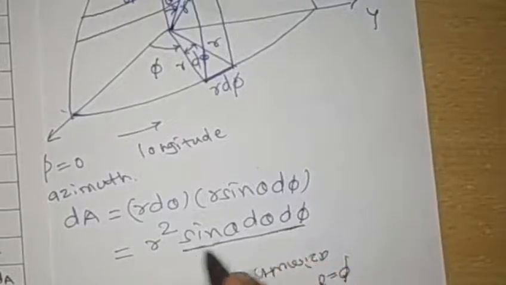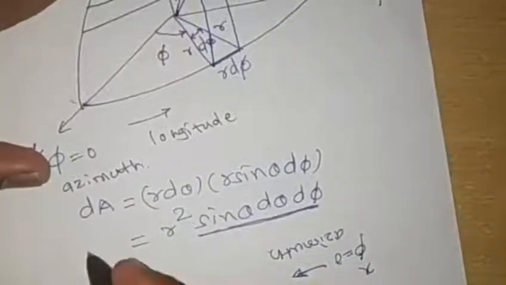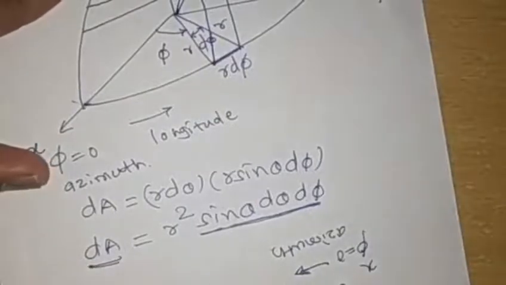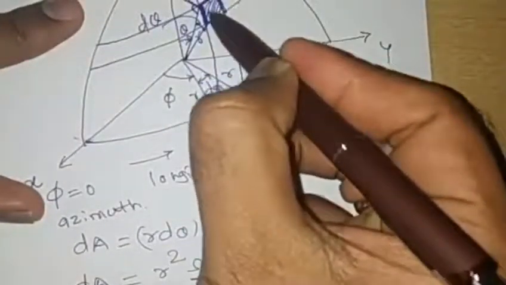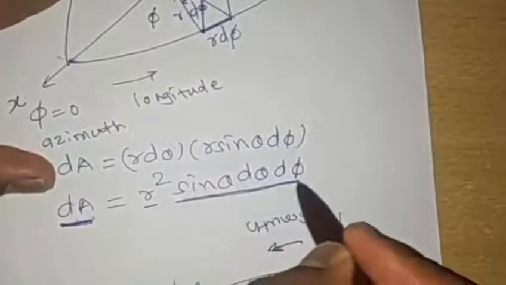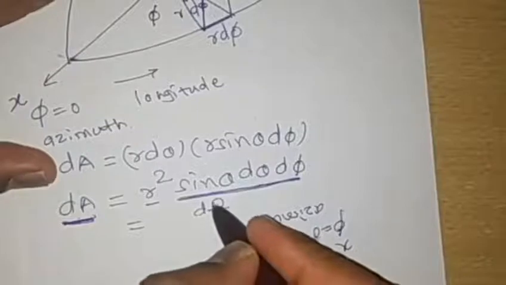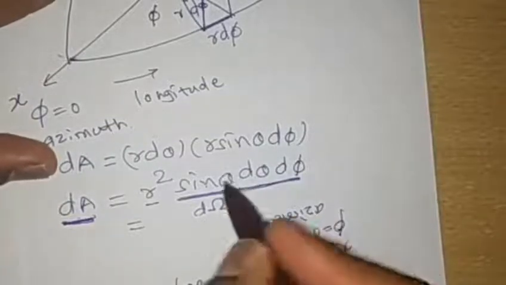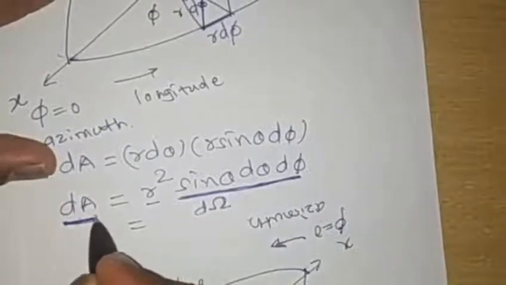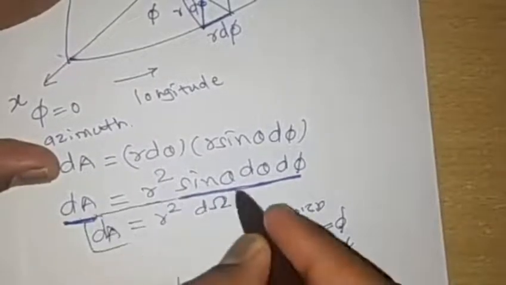This term sine theta d theta d phi is called the solid angle, since we have calculated the area for an incremental region, not for the entire sphere. We have computed it only for an incremental area, a small rectangular portion, you can say a small square portion on the surface of the sphere. The area dA is represented by r square sine theta d theta d phi. So this term sine theta d theta d phi is called the solid angle d omega. It's not the complete solid angle subtended by the sphere, but it is the solid angle subtended by an incremental area. So dA is equal to r square d omega.